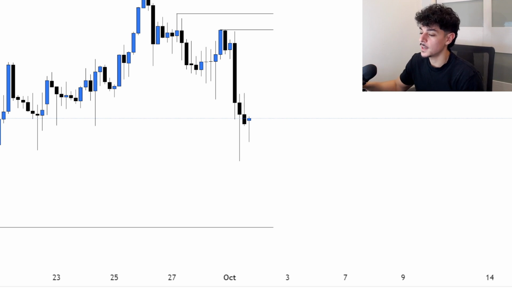You basically only have to mark out the swing highs and swing lows that are pretty obvious, and you can know where price could be reversing if we reject the level.